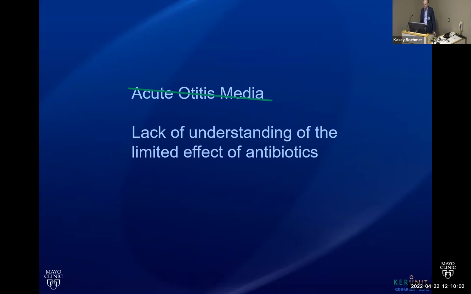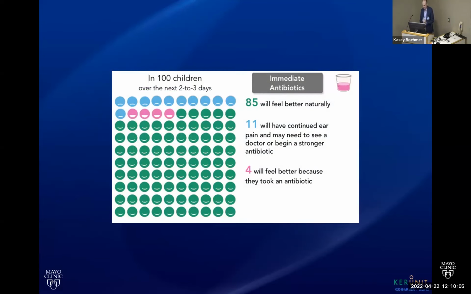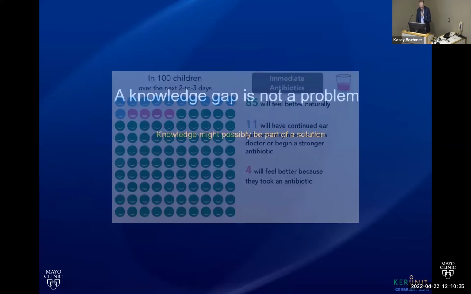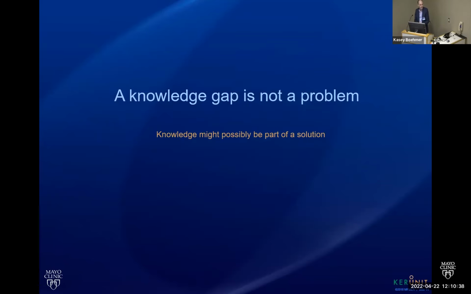So if the problem isn't that people don't understand, what do we do about that? So if it was a lack of understanding, we could have stopped the tool here, which is a risk presentation of how likely it is that if you take an antibiotic, your kid will feel better. And what this is saying is that if you look at 100 kids like you, 4 of those kids will feel better as a result of taking an antibiotic now. Fairly small number. But as I said, it wasn't a lack of understanding that's the issue necessarily, although understanding more might help move forward.